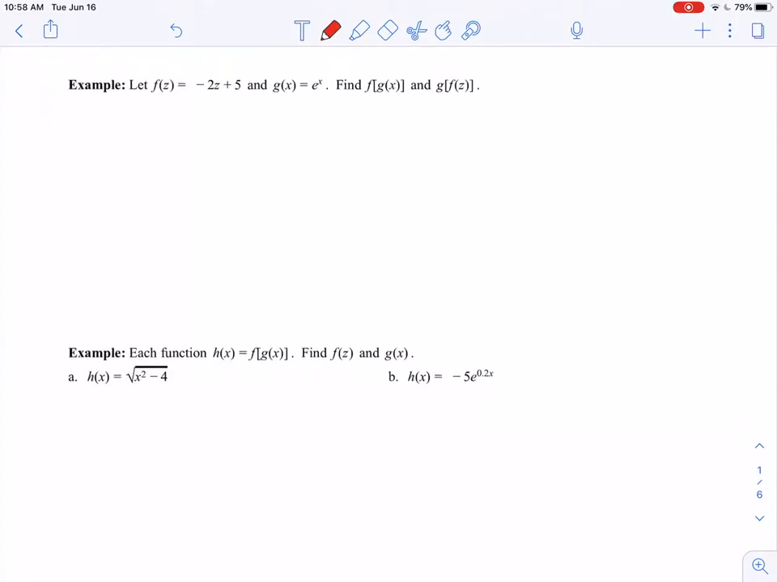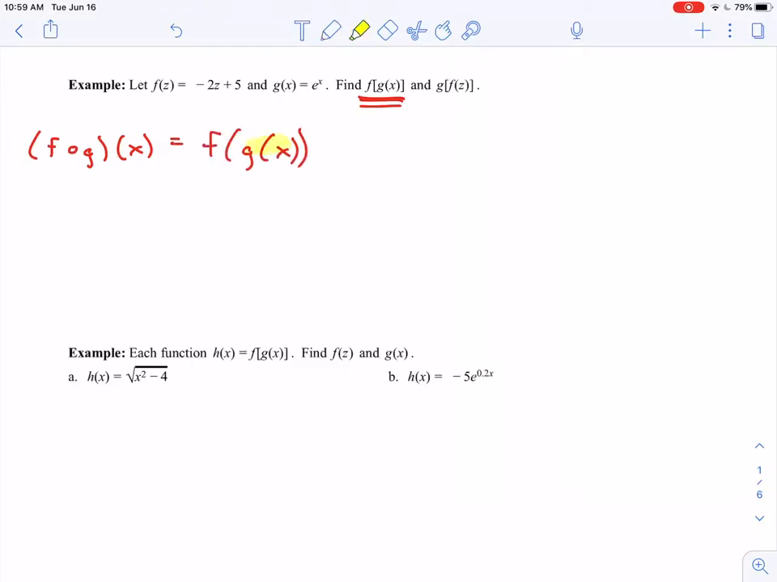First up, I have f of z equals negative 2z plus 5, and g of x equals e to the x. First, I want to find f of g of x, and then g of f of z. So f of g of x, one notation that we could use for that, you might have seen this in college algebra, you might have said f composed with g of x. Some students read that as fog, but I always prefer the notation f of g of x.